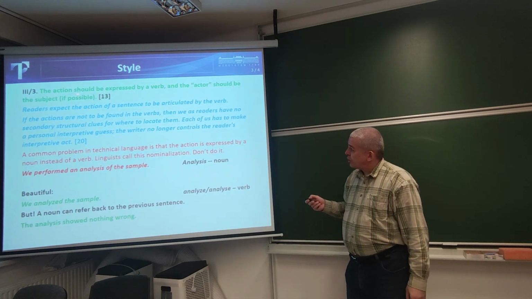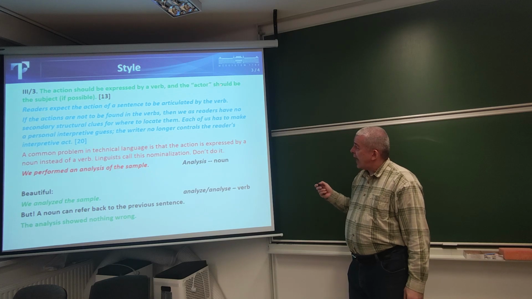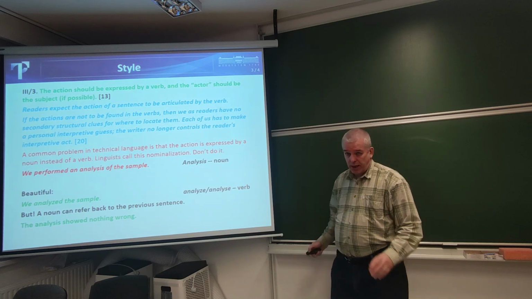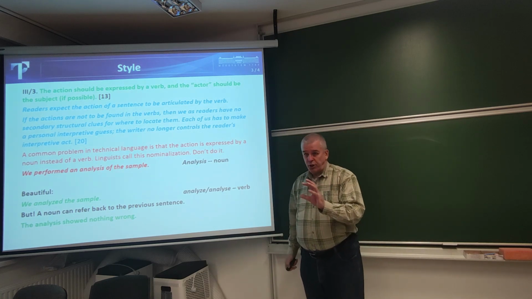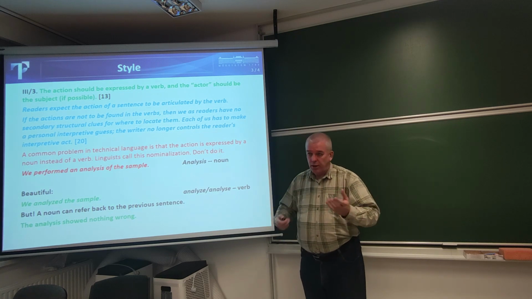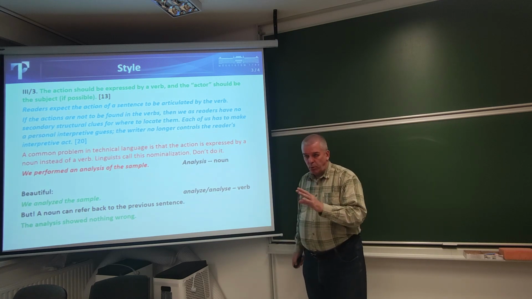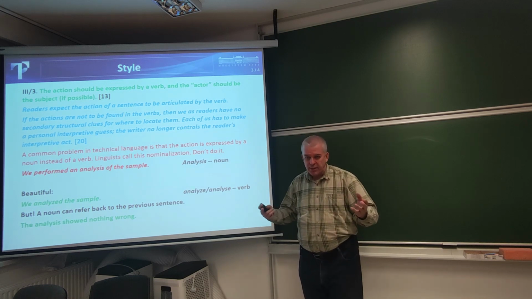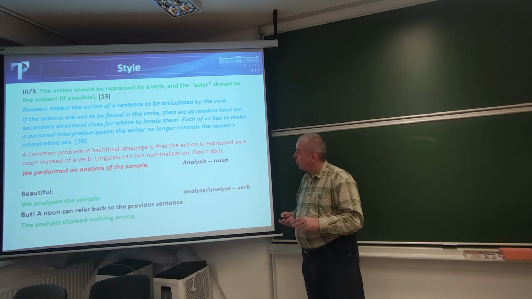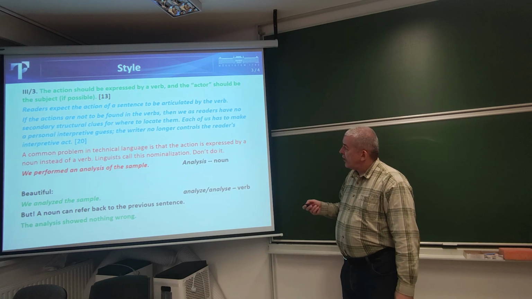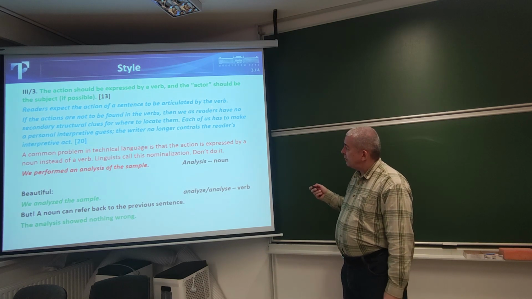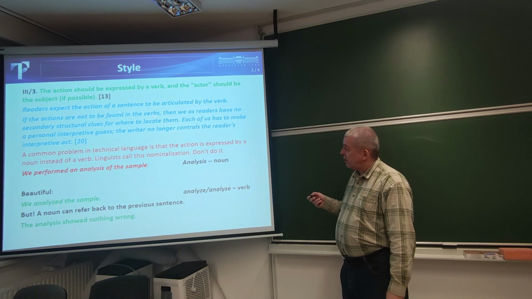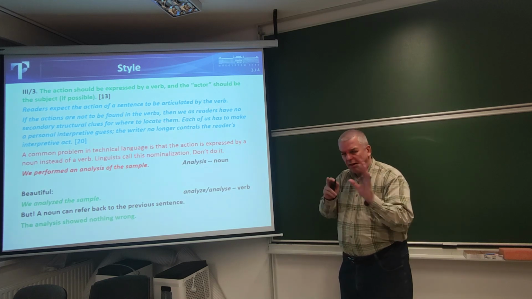The action should be expressed by a verb and the actor should be the subject. The action, what you do, should be expressed by a verb. What is a verb? Go, come, eat, sit, analyze, experiment with something. Readers expect the action to be a verb. If the action is not in a verb, that makes it difficult to understand.